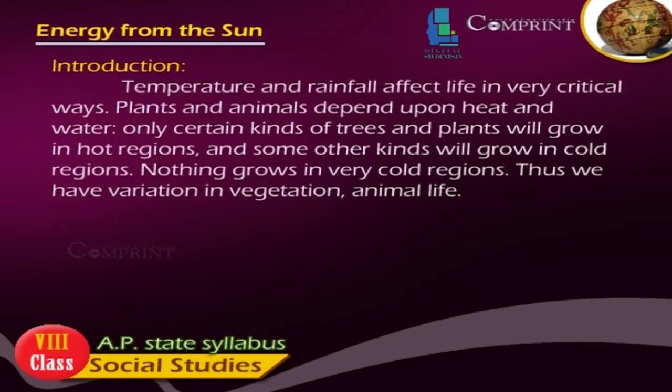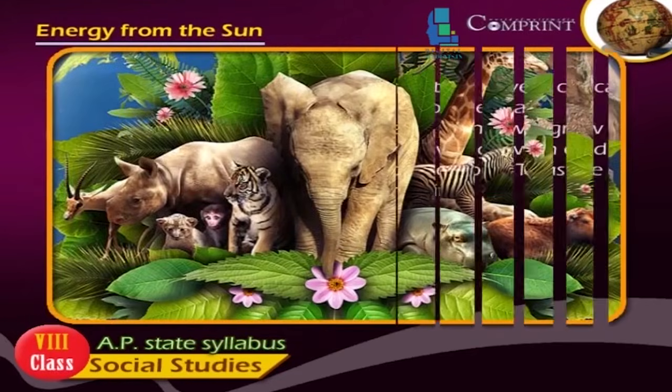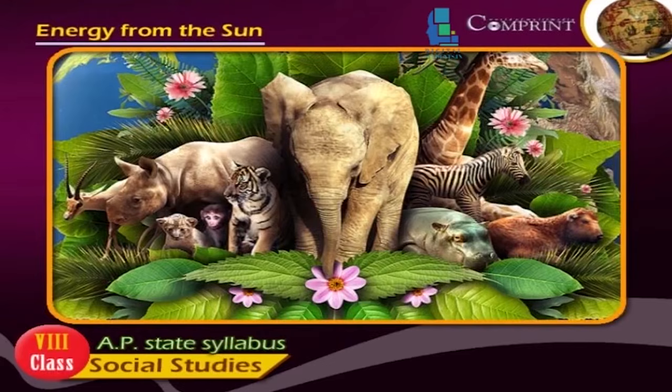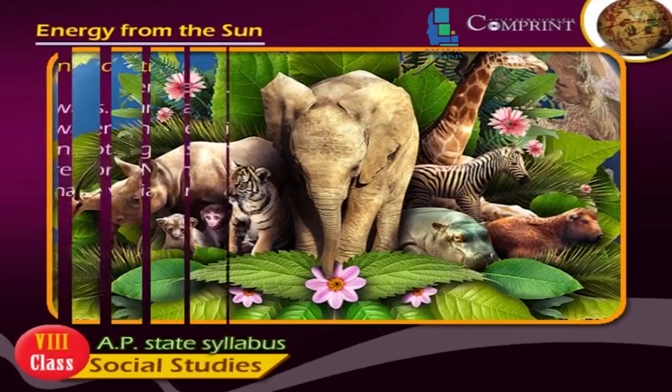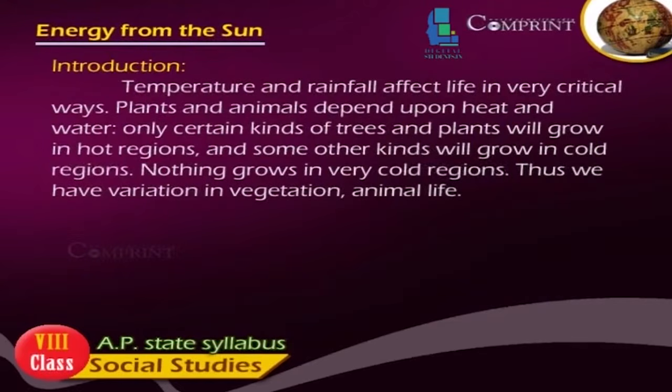Temperature and rainfall affect life in very critical ways. Plants and animals depend upon heat and water. Only certain kinds of trees and plants will grow in hot regions, and some other kinds will grow in cold regions. Nothing grows in very cold regions. Thus, we have variation in vegetation and animal life.